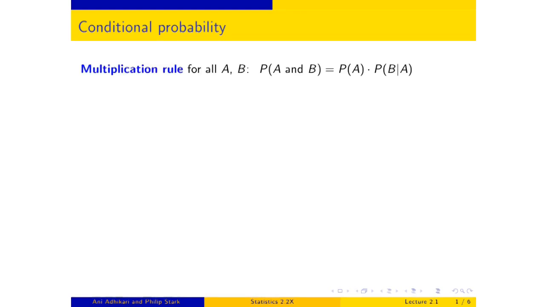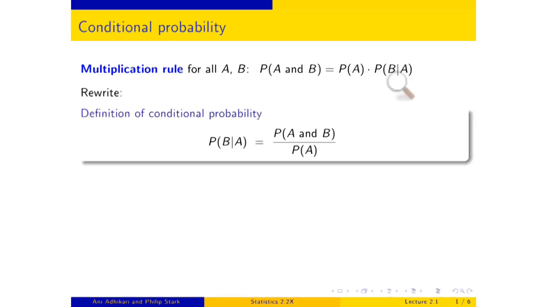Recall the multiplication rule. It says the chance of A and B is the chance of A times the chance of B given A. You can use this as a definition of the conditional chance of B given A by simply rewriting. The conditional chance of B given A is the chance of A and B divided by the chance of A, and that's exactly your Bayes' rule calculation. In the denominator, you have the chance of what you're given, and in the numerator, you have the chance of what you want, but only on the set that is given.